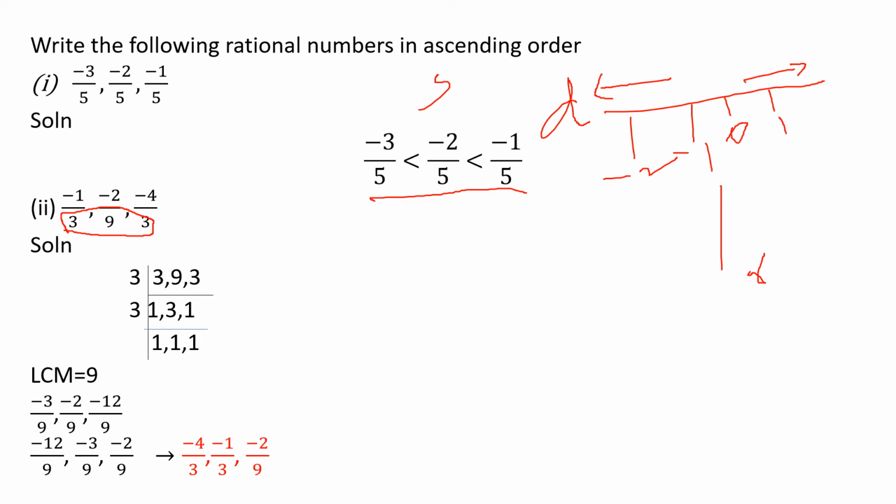So 3 ones are 3, 3 threes are 9, 1 three is 3. Again by 3, so we got all 1s here, right? So 3 into 3, 3 threes are 9. So the LCM is 9. So how are we writing this step? I am writing here minus 3 by 9, minus 2 by 9 and minus 12 by 9.